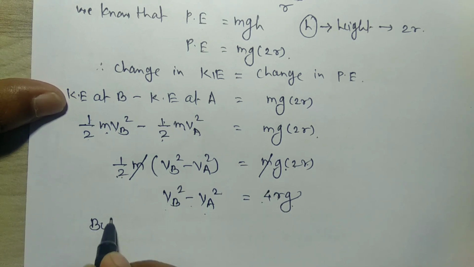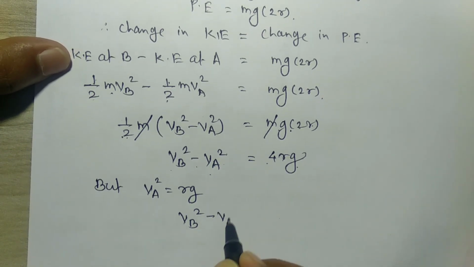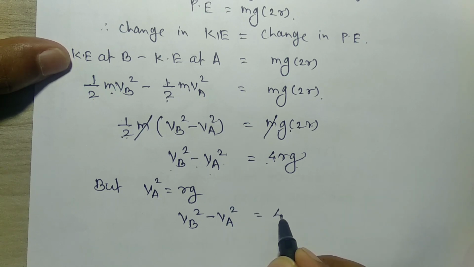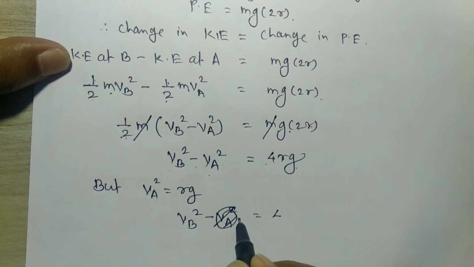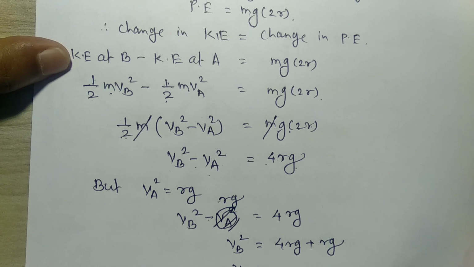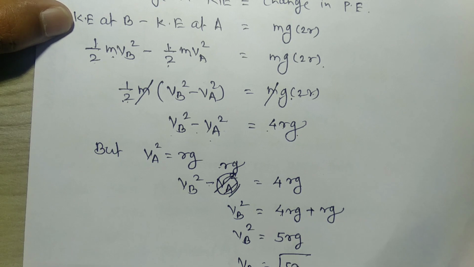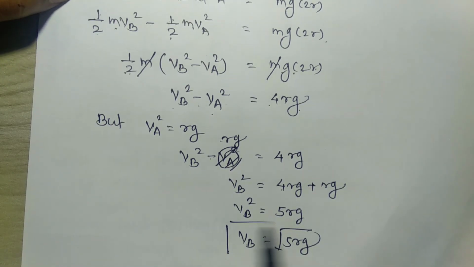But we also know that VA square is equal to RG. Put it inside this equation, you will get VB square minus VA square is equal to 4RG. RG is minus here and plus on the other side. Therefore, VB square is equal to 4RG plus RG. That means 5RG, and VB is equal to square root of 5RG.